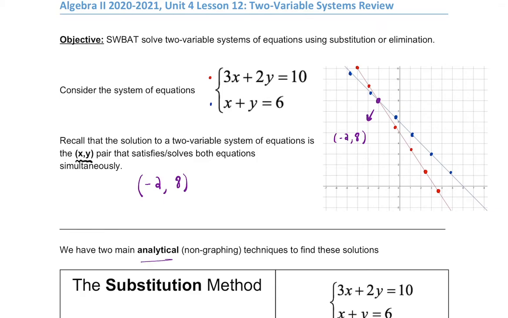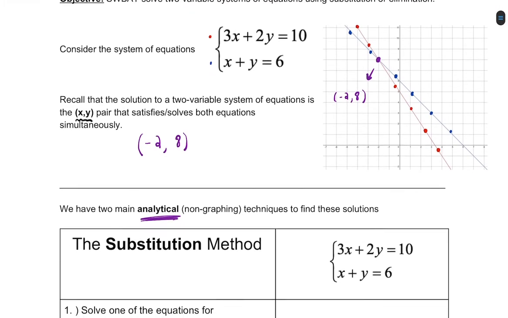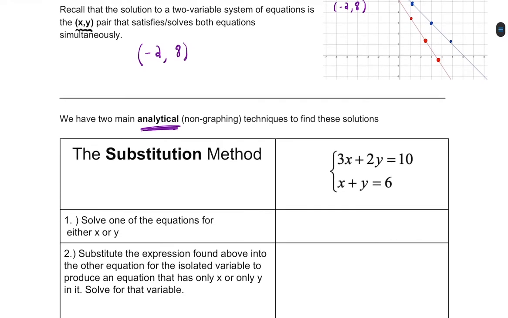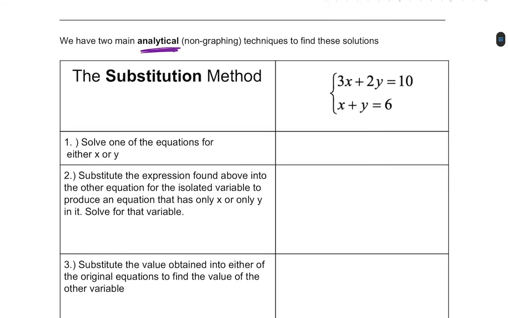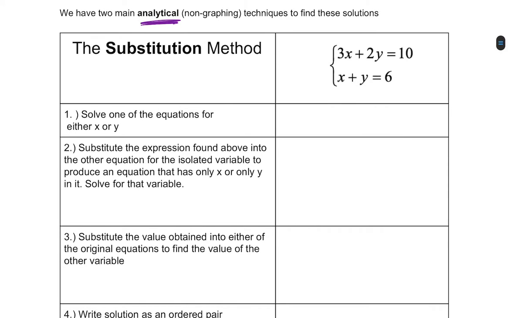But we're going to be putting those blinders on and we're going to be learning some techniques to find these solutions in an analytical way, meaning using algebra without graphing them. So without using Desmos, without graphing them by hand, how we would find the solutions to these systems. And there's going to be two main methods. One of them is going to be the easier one, and one of them is going to be the harder one, depending on the situation. They will always both work, but usually one is easier than the other.